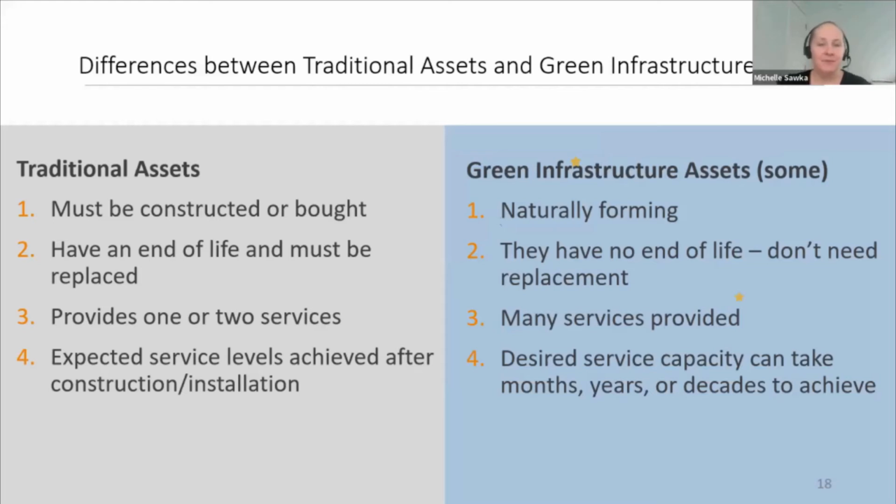The next one is green infrastructure assets can provide a large number of services, and this can make developing levels of service a little trickier, but not impossible. And then finally, when you build a traditional asset, your expected service levels are generally achieved as soon as construction is complete, or maybe once it's operational. Many green infrastructure assets take months or years or even decades to achieve their full expected service levels if they're planted or restored. So it takes time for a tree to grow if you plant a tree. This also means that your asset appreciates in value instead of depreciates in value, which is very different from traditional assets.